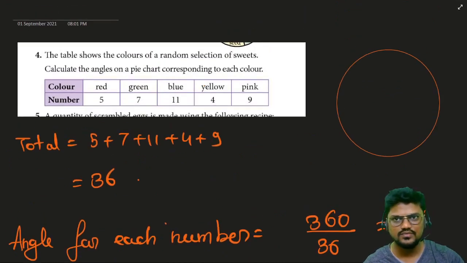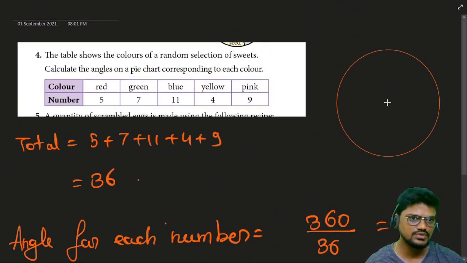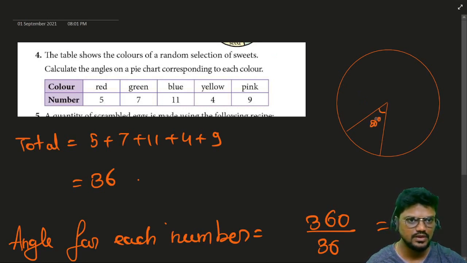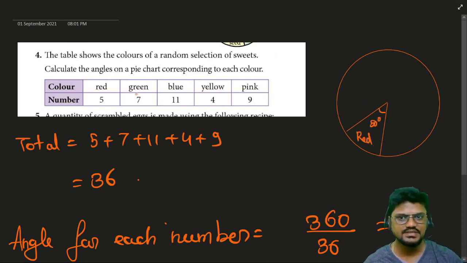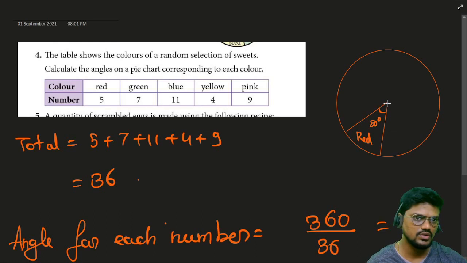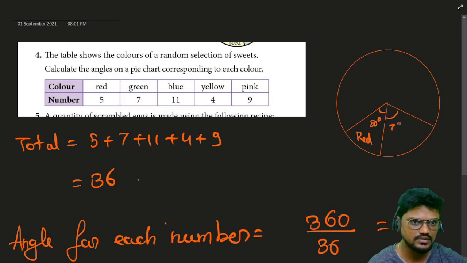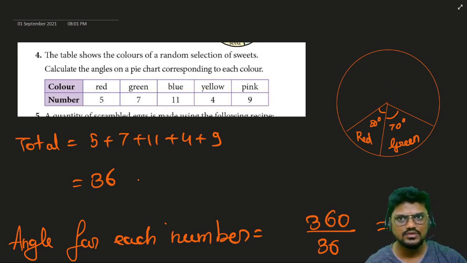So if I want to draw that 50 degrees, how will I draw it? Suppose this is my pie chart, so this should be 50 degrees for red. Next is green. For green it should be 70 degrees. I'm not using a protractor over here, but you can use a protractor to draw the 70 degrees, 50 degrees and everything. So let's say this is your 70 degrees, which is green. Next is blue. Blue will be 110 degrees. It will be an obtuse angle.